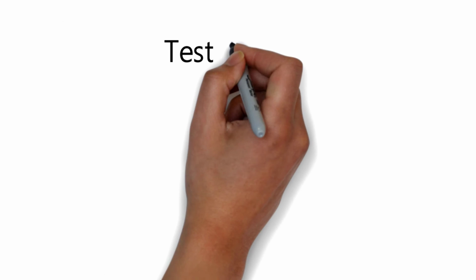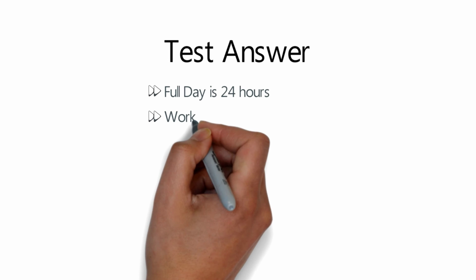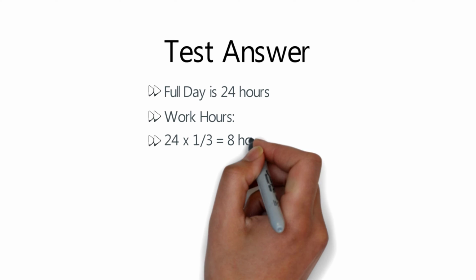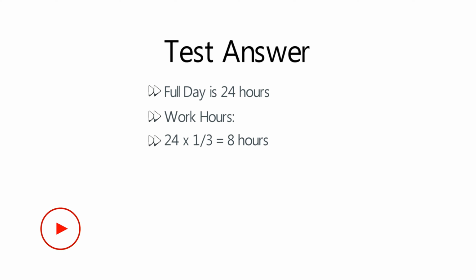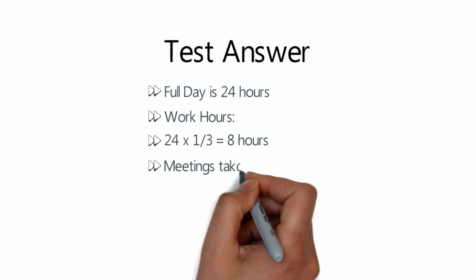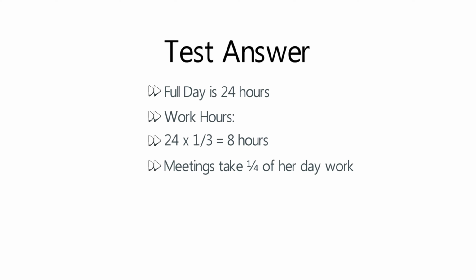As you might be well aware, a full day has 24 hours. Mary's working hours are very typical. They represent 1/3 of the full day, which is 8 hours. And we calculated that by multiplying 24 by 1/3, or actually dividing 24 by 3. Meetings take 1/4 of her workday. So to calculate how much time she spends in meetings, we need to multiply 8 hours by 1/4, and the result is 2 hours. So the correct answer is choice B, 2 hours.